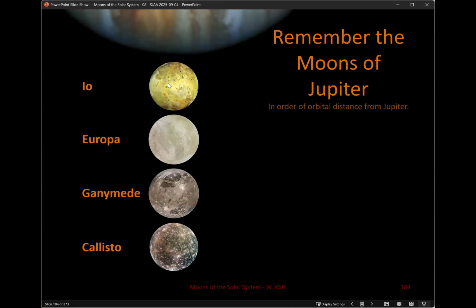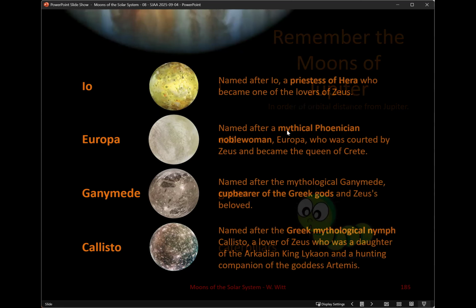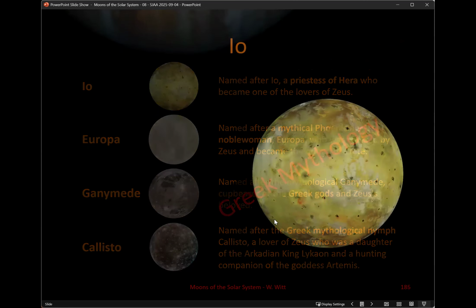Here are the four moons, Io, Europa, Ganymede, and Callisto. There's a trick to help you memorize the sequence. We say, I eat green caterpillars, right? I for Io, eat for Europa, G for Ganymede, and caterpillars for Callisto. These are the moons from the inside out. They're named after a whole bunch of, again, Greek mythology. We're not going to read all this, you can read up on it. It's fun stuff if you like, but essentially the names all come from Greek mythology.